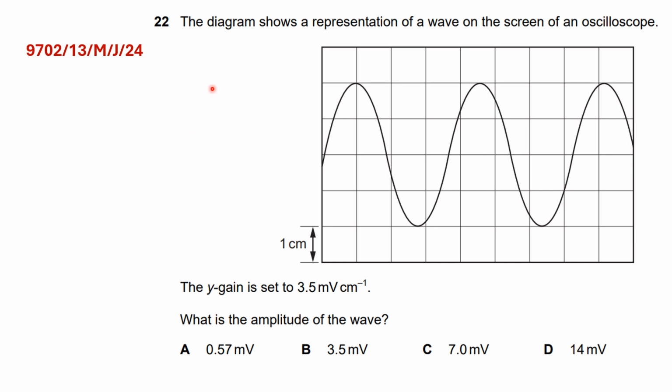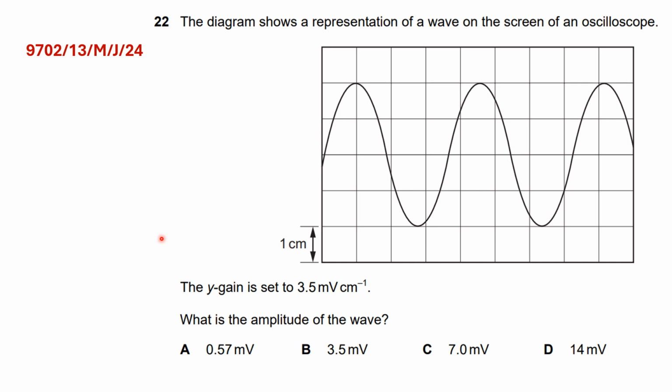Okay, so let me read the question. The diagram shows the representation of a wave on the screen of an oscilloscope. So this time we have the value for each box, which is 1 centimeter. The Y gain is set to 3.5 millivolts per centimeter. What is the amplitude of the wave?